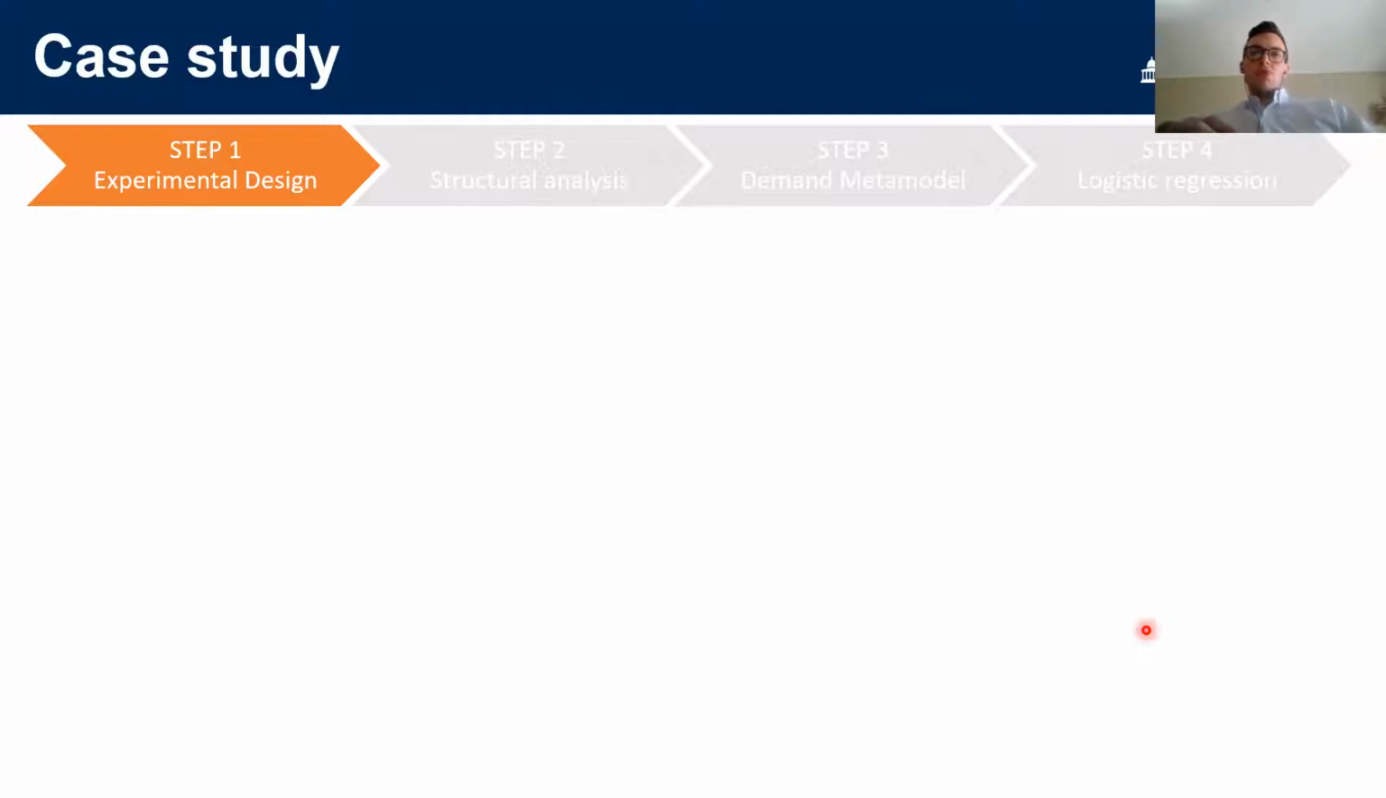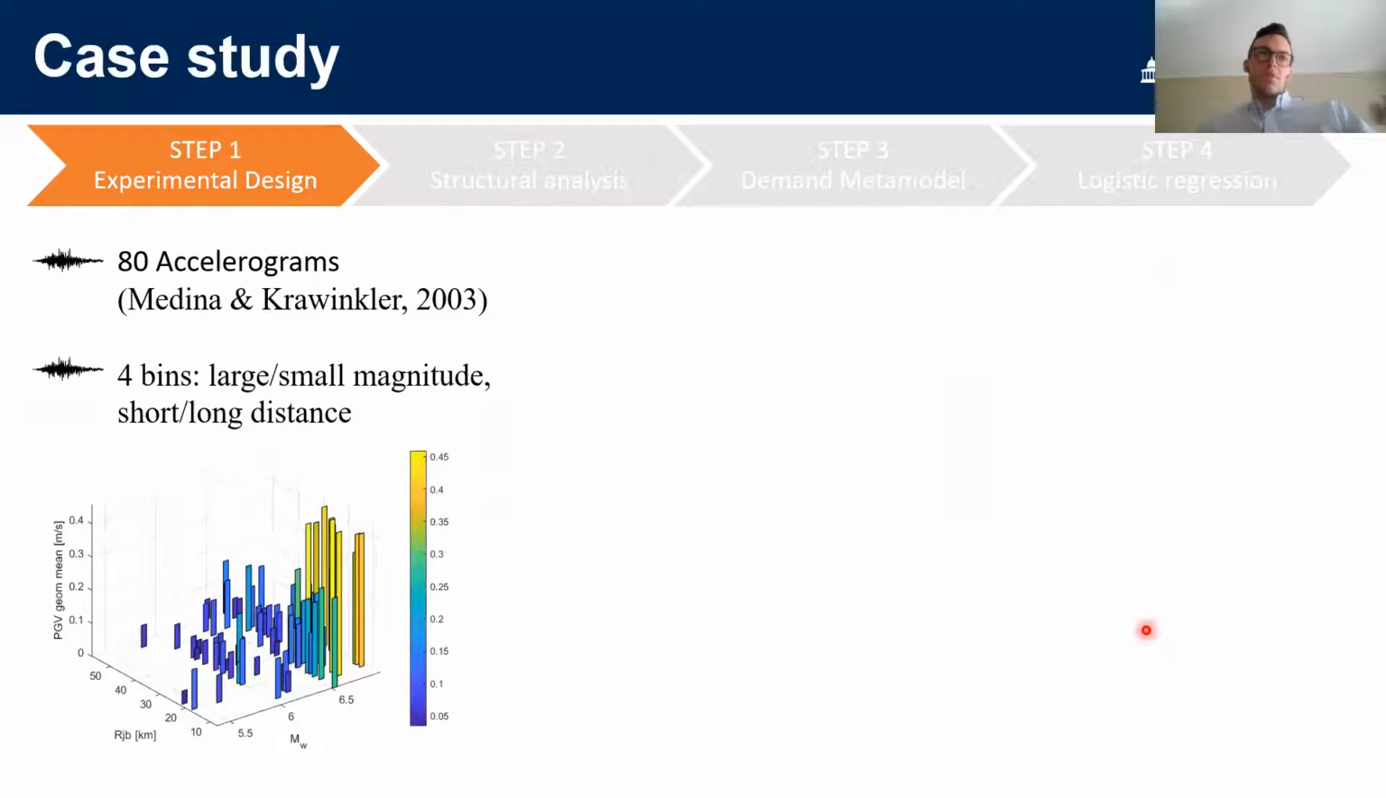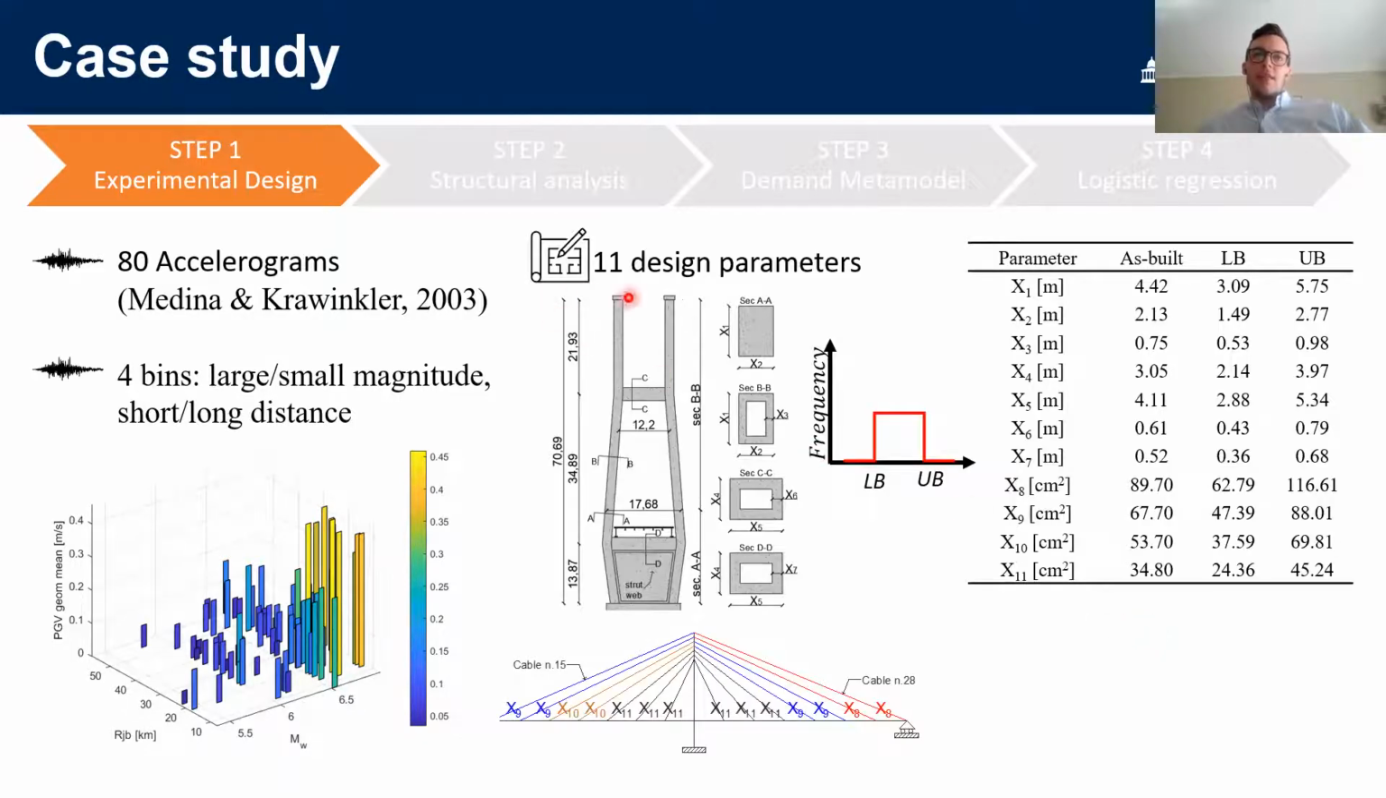So now we go through the process again for this specific case. The first part consists in the experimental analysis, and for that I selected a set of 80 accelerograms which can be distinguished according to the magnitude and to the distance from the source. And then I selected 11 design parameters for this bridge, which I want to optimize in the end, which are the dimensions of the cross sections that you can see here and the cross-sectional area of the cables. Here, the cables that you see with the same color will have the same area, which is what happened in the real design of this structure.